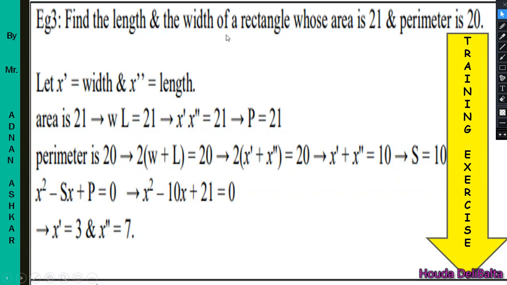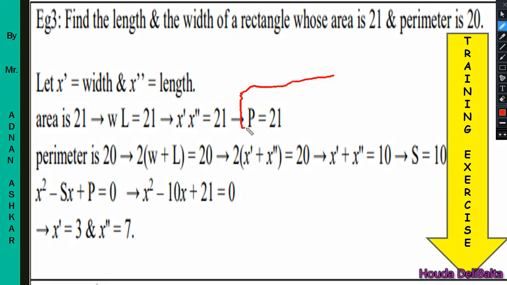Find the length and the width of a rectangle whose area is 21 and whose perimeter is 20. So let x prime be equal to the width and let x double prime equal the length. The area is 21. What's the area of the rectangle? It's width times length, or length times width, whatever. Then x prime dot x double prime is 21. So this is the product. X prime dot x double prime means that the product is 21. So this is what we care about.